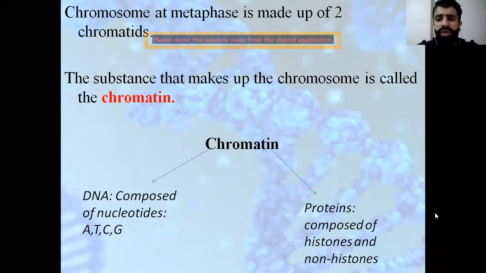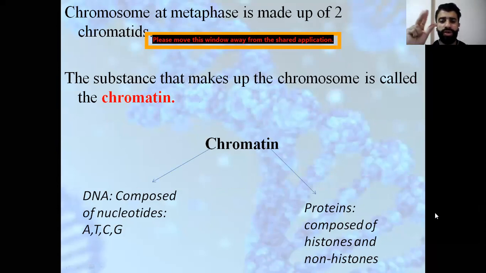The substance that makes the chromosomes is called chromatin. Chromatin is composed of DNA and proteins. DNA is composed of the nucleotides A, T, C, G. Every one of these is called a nucleotide. Every three together are working together. Every three are called a triplet, or we gave them the name codon.